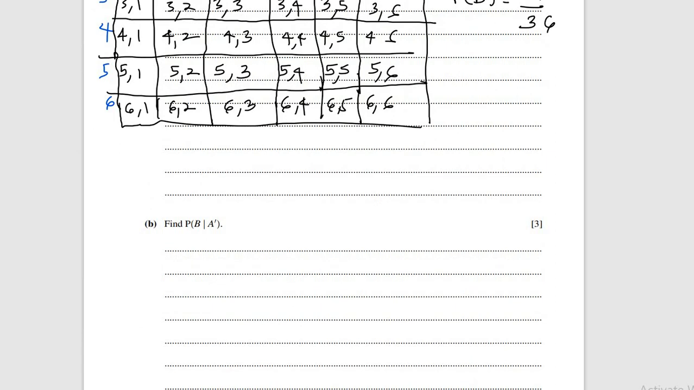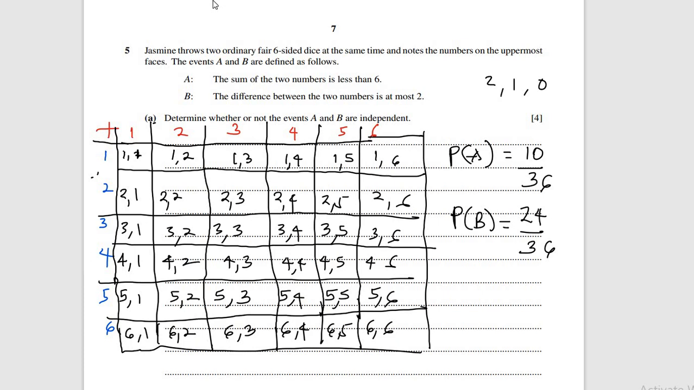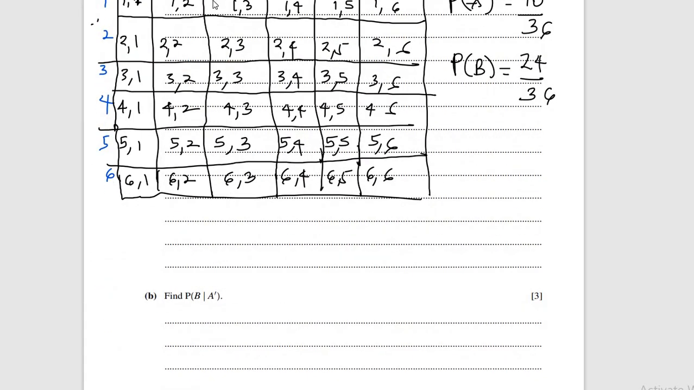Now the first question is this: determine whether or not A and B are independent. For independent events, this is the key. Probability of A intersection B must equal the probability of A times the probability of B. We know the probability of A and B. Let's find A intersection B.